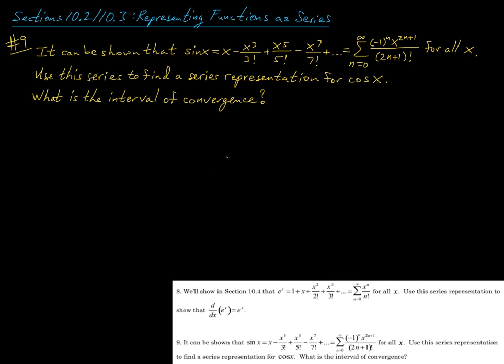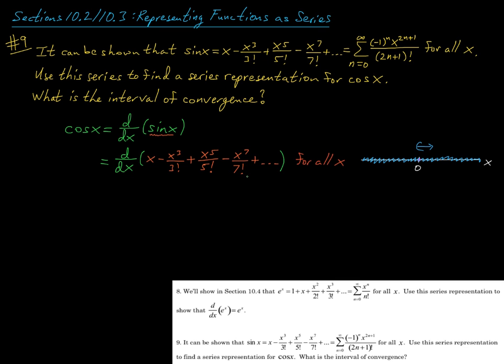Now let's check out question 9. Here it says, it can be shown that the sine of x is equal to x minus x cubed over 3 factorial plus x to the 5th over 5 factorial minus x to the 7th over 7 factorial, and so on. And this can be written in sigma notation where we're summing negative 1 to the n. That gives us the sign change. The exponents on x are the positive odd integers, so we have x to the 2n plus 1. And downstairs we're taking the factorials of the positive odd integers, so we have 2n plus 1 factorial. This series converges to sine of x for all x. It says, use this series to find a series representation for cosine of x, and then it asks, what's the interval of convergence?